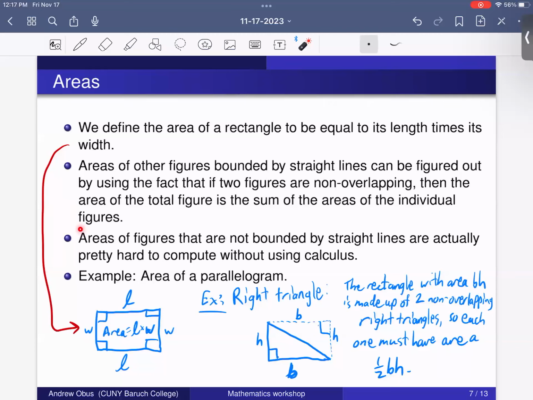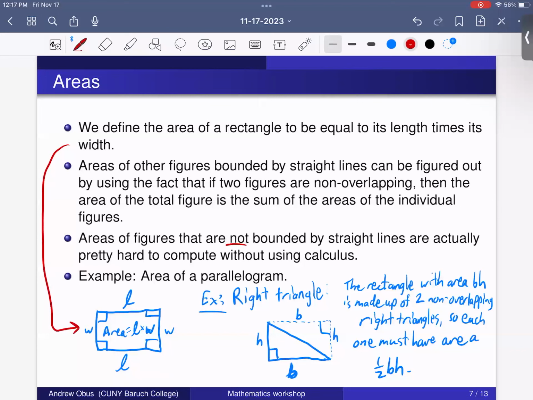And what I'll say is that areas of figures that are not bounded by straight lines, so for instance, a circle or an ellipse or a heart or something like that with curvy sides, you basically have to use calculus to compute them. There are ways around this, but even the area of a circle, pi r squared, is not at all a straightforward computation. I can give you an argument that will maybe convince you that the area of a circle is pi r squared, but really the only way to actually prove this is to use calculus.